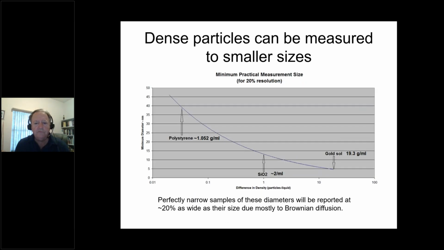And here's a curve that represents how that Brownian diffusion influences the minimum practical size. So for a low density material like polystyrene here, you see the minimum size that you can practically measure before Brownian diffusion becomes too great is in the range of 40 nanometers, whereas SiO2, it's more like 13 nanometers, and gold sol with a density of 19 can be measured to as small as 4 nanometers before Brownian diffusion overwhelms.